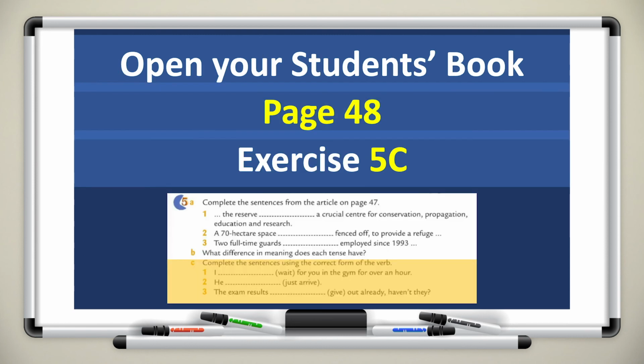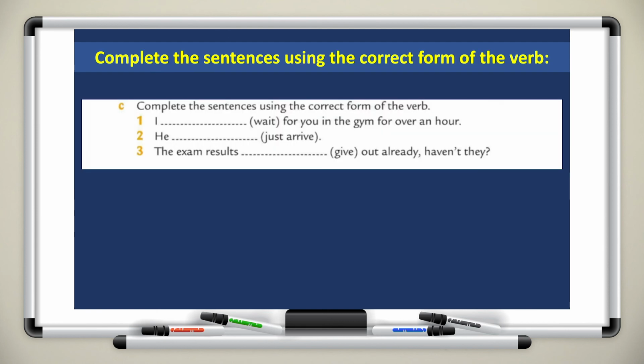Open your student's book, page 48, exercise 5C. Complete the sentences using the correct form of the verb. Do it, check your understanding. The first one will go, I dash wait for you in the gym for over an hour. So here they used for. Think about it. He dash just arrive. 3. The exam results dash give out already, haven't they?